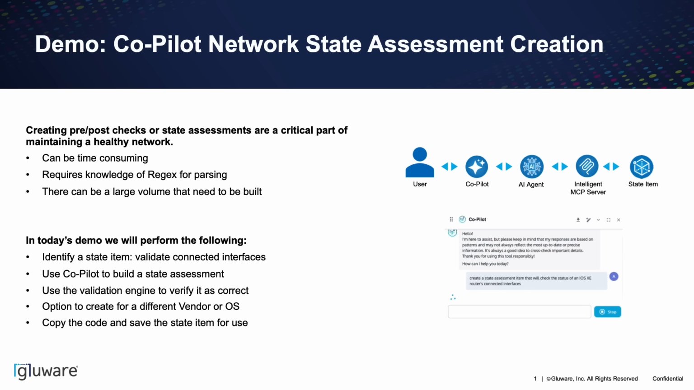In today's demo, I'm going to walk you through a real-world scenario. We will identify a state item we need, in this case, validating connected interfaces on an IOS XE router. Use natural language to have Co-Pilot build that state assessment for us. Let Gluware's validation engine verify it's correct. And here's the cool part. We can even adapt it for different vendors or operating systems. Then copy the code and save it as a reusable state item. All of this happens in minutes, not hours.